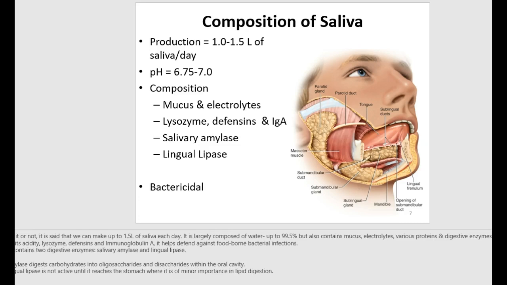The other digestive enzyme is a lipase digesting lipids, and there's two lipases in the digestive tract. This one is referred to as lingual lipase, produced by cells associated with the tongue. It is not active in the oral cavity. It's not until it reaches the stomach where it performs some lipid digestion.